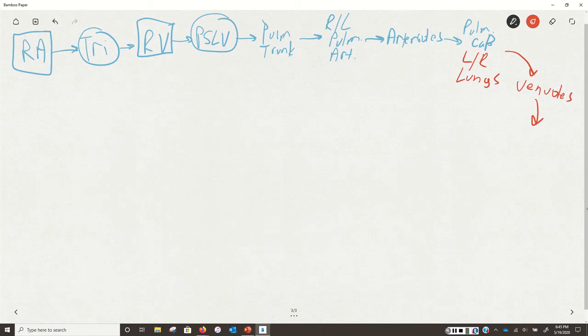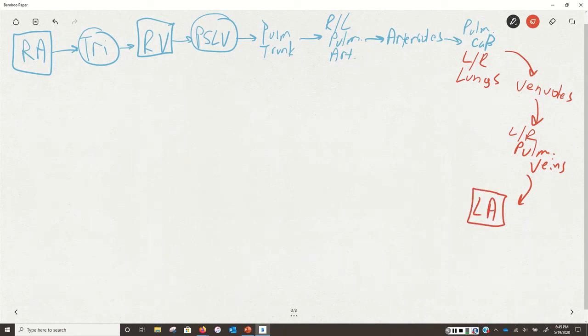Now we're in the left and right pulmonary veins. The left pulmonary vein brings blood back from the left lung. The right pulmonary vein brings blood back from the right lung. That's a tongue twister. Both the left and right pulmonary veins are going to dump blood into the left atrium.